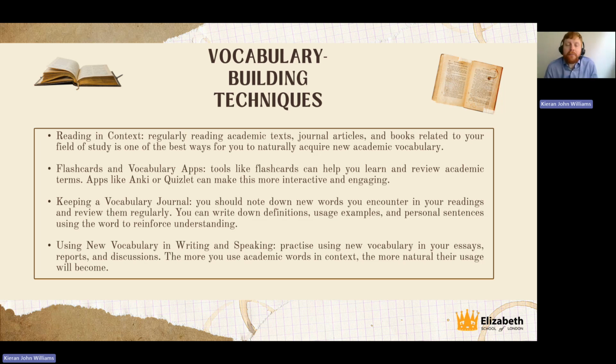But we don't want to just keep them in your brain, we want you to use them. So make sure you use these words when it comes to writing and speaking. If you have a seminar, try out using these words. If you've got an assignment coming up, use these words as well. If you know what they mean, you use them in your text and it shows that you know what those words mean.